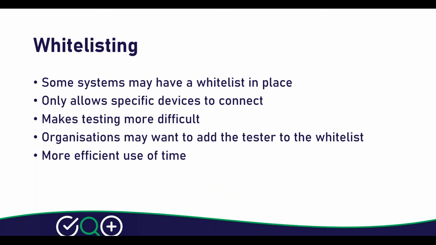So the second element of this is whitelisting. Some systems, especially external facing, may have a whitelist in place, such as IP addresses of known devices that are allowed to access it. Only connections from that list will be allowed. This makes it more difficult to test as the tester will not be on the whitelist. In some situations, the organization may want the tester to try and bypass the whitelist control. This will more closely reflect what a malicious actor would be able to do. However, this can be time consuming, so the organization may decide to add the tester to the whitelist. This will then allow for more time to be spent on testing the actual system.